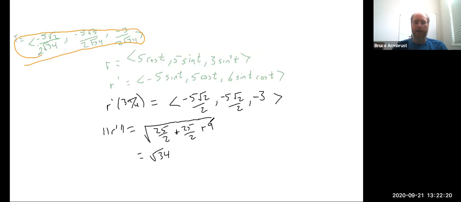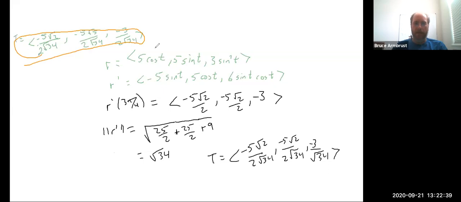So now I can just jump right in and do this division. I get minus 5 root 2 over 2 times the square root of 34, minus 5 root 2 over 2 root 34, minus 3 over the square root of 34. And that just dawned on me, I made a mistake up here. There was no 2. But if you look at that and compare it to what we found before, they are identical. But I find this a lot faster when it comes to finding the magnitude.